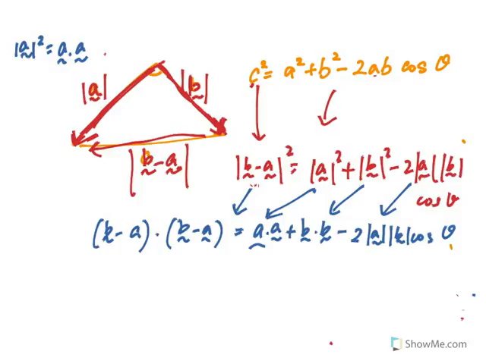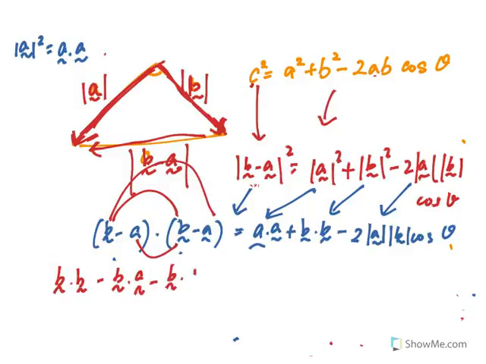And for this, we can just expand, using the distributive law. B and B, we get B dot B, minus B dot A, and minus A dot B, and it's the same as B dot A, right? So these two are the same. A and A, this is negative times negative, so positive A dot A.